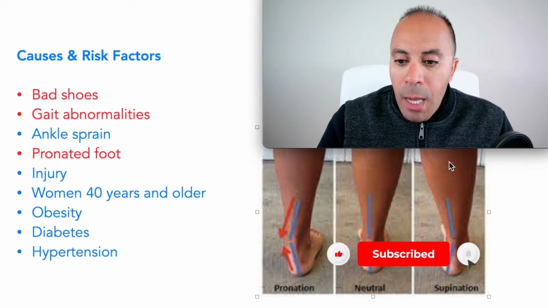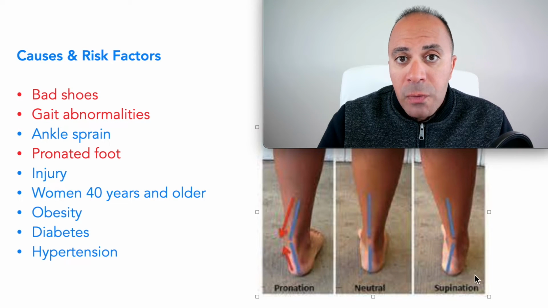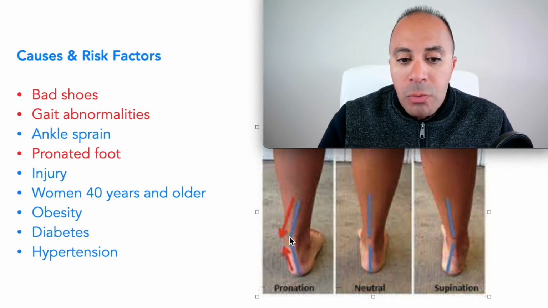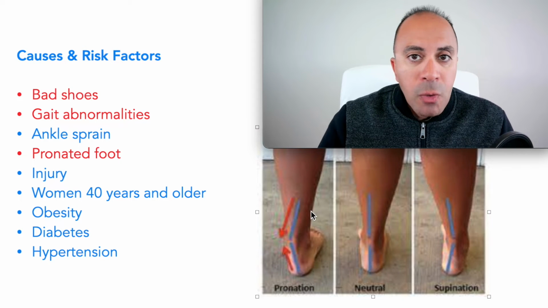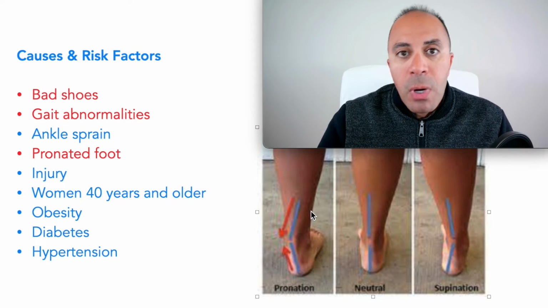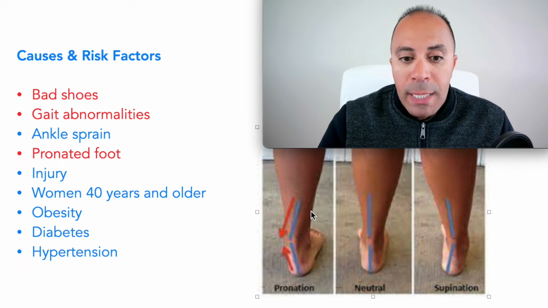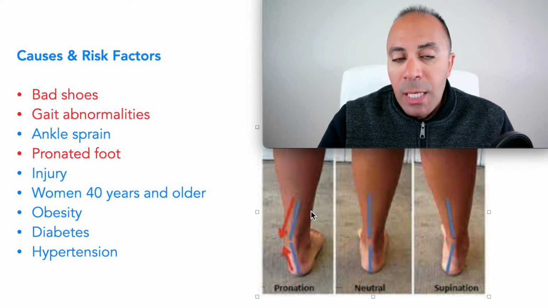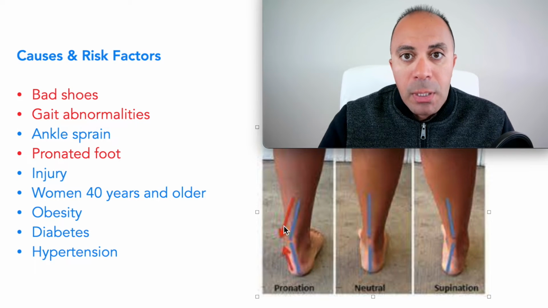The other foot anatomy is excessive supination, but that's not relevant to this issue. It's most likely a pronated foot that is the risk factor. Also, if you have an injury to this area, that might cause tendonitis. If you are a woman over 40 years old, that's another risk factor. Also being obese, diabetic, or having high blood pressure. The other thing is, if you experience an ankle sprain, that might cause tendonitis in the posterior tibial area.